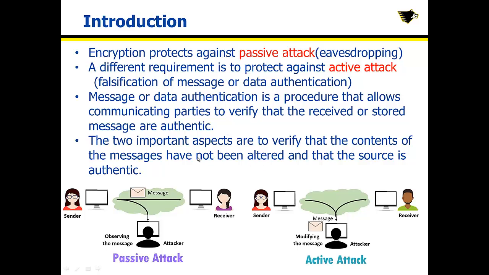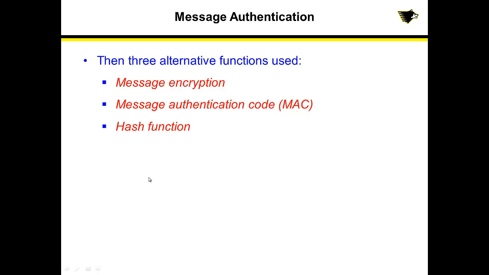As I just talked about, there are two important aspects for message authentication. One is to verify the content of the message has not been altered. The second is that the source is authentic. There are three ways for message authentication. The first way is message encryption. The second is the message authentication code method. The third one is to use hash function.